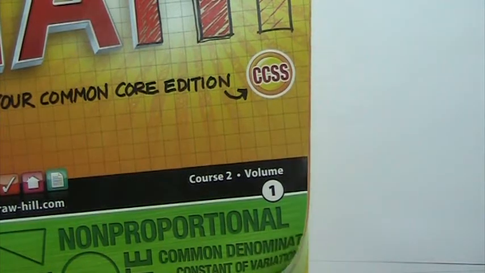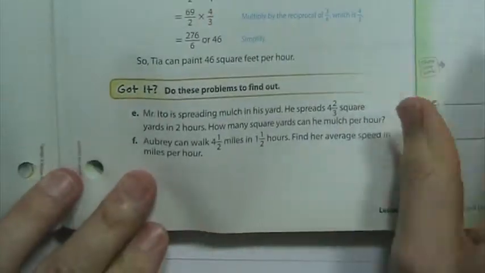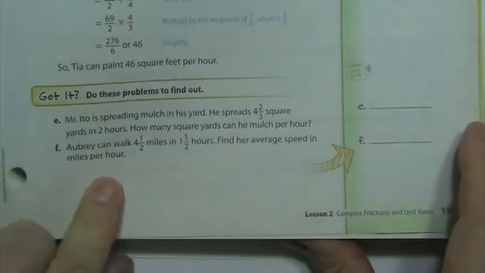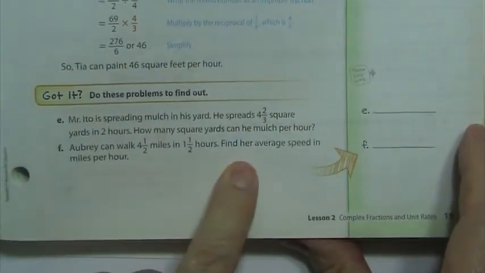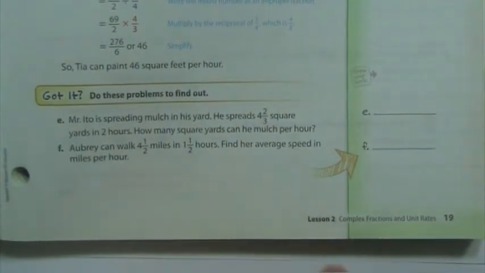Turn to page 19. And at the very bottom of page 19 is letter F. It's a practice problem, letter F. We're going to do that one together. And you can just write right in the workbook.